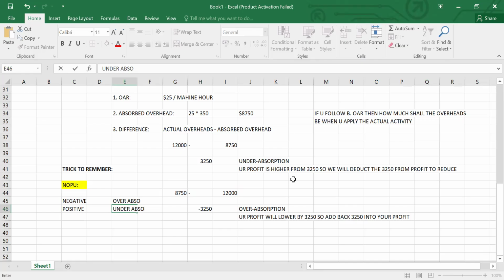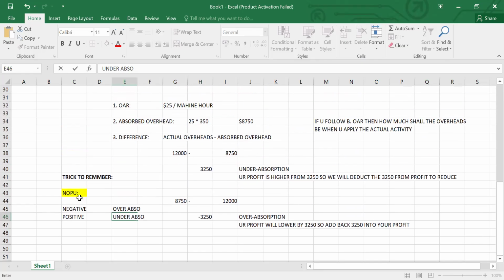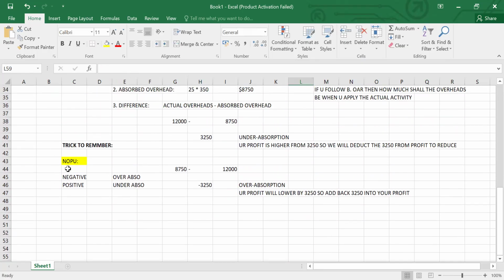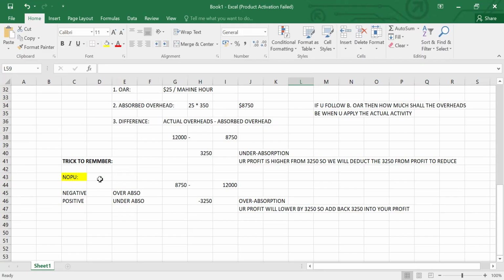Do we always have to do actual overheads minus absorbed overheads? If you change the formula to absorbed minus actual, then this will become PONU. For this NOPU, you need to keep the formula the same. If you change the formula, then it will be opposite. It will become PONU, right?